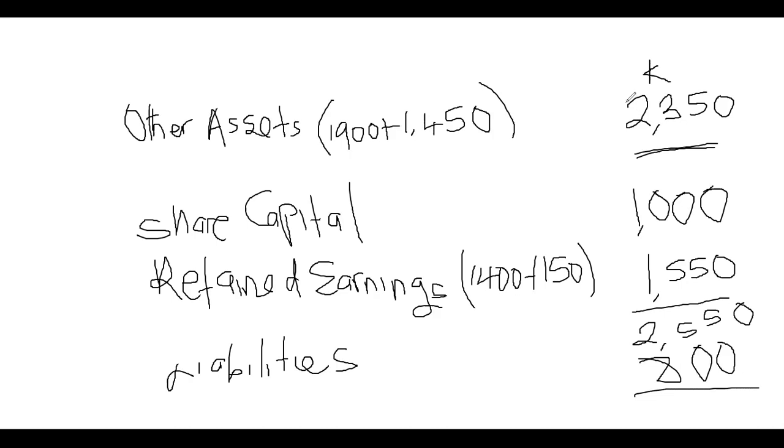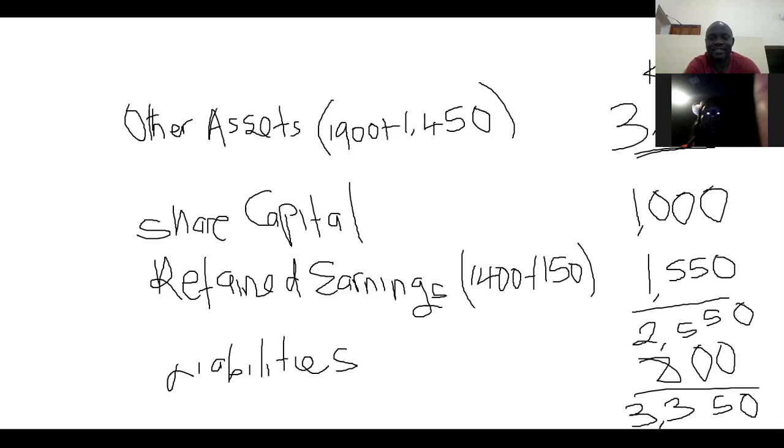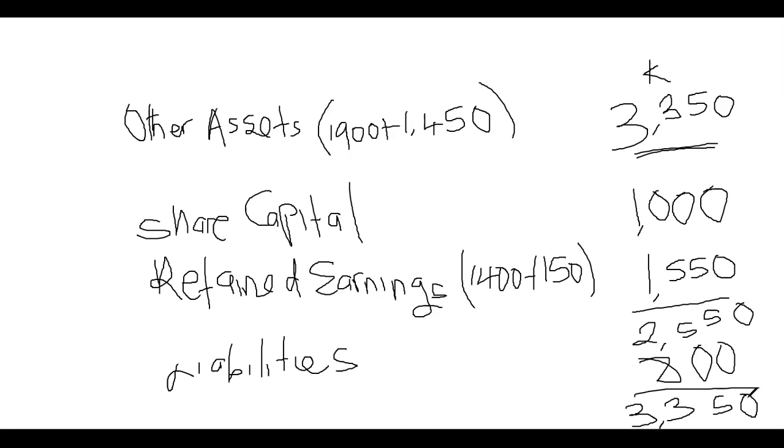Here you deceived me. This is supposed to be 3. It can't be 2,000 because this is 1,900 plus 1,450. It's supposed to be 3,350. Yeah, it's 3,350. So this one here, just try to add. It's supposed to give us 3,350 to balance it up. It's okay, isn't it? Yeah, I guess it is.